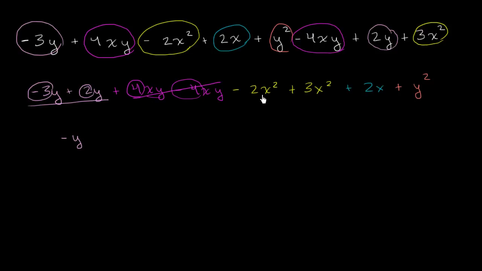Then right over here, I have my x squared terms. Negative 2 plus 3 is 1. Or another way of saying, if I have 3 x squareds and I were to take away 2 of those x squareds, I'm left with 1 x squared. So this right over here simplifies to 1x squared, or I could literally just write x squared. 1x squared is the same thing as x squared. So plus x squared. And then there's nothing really left to simplify. So plus 2x plus y squared.